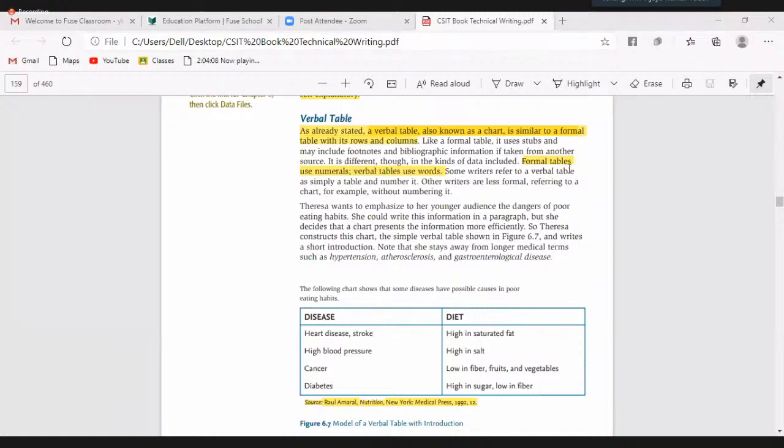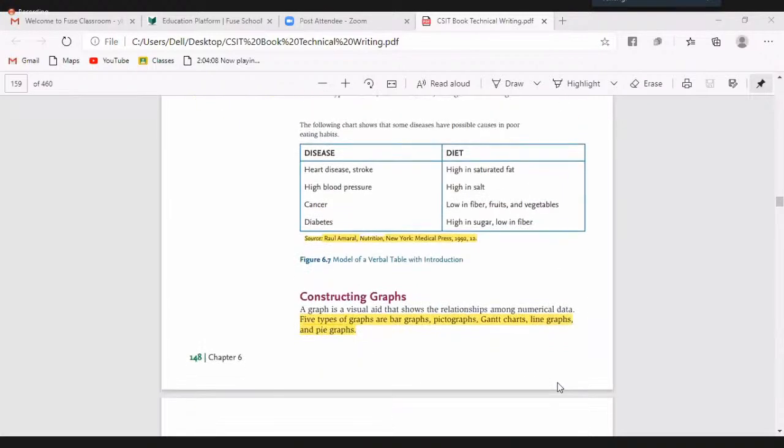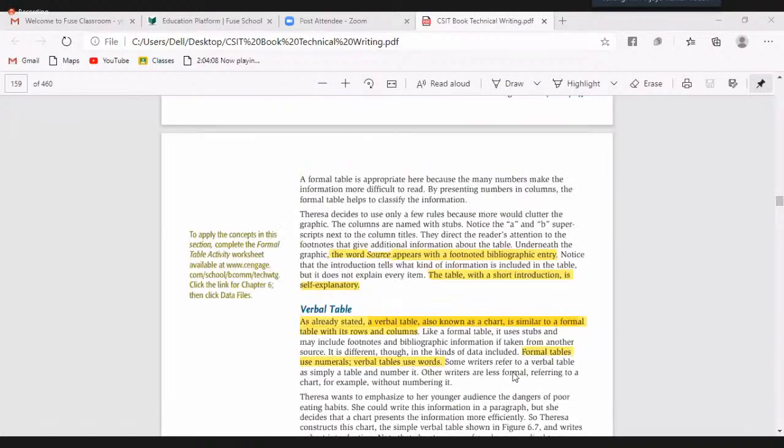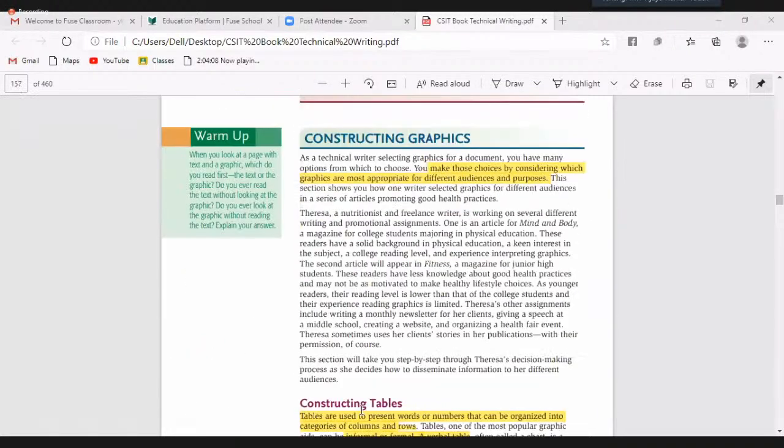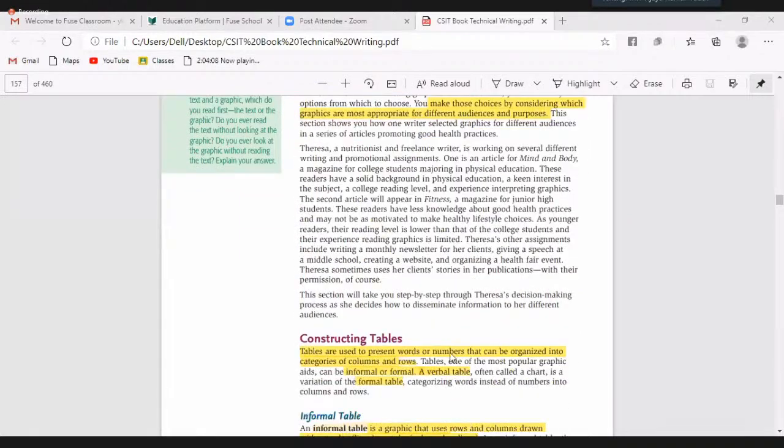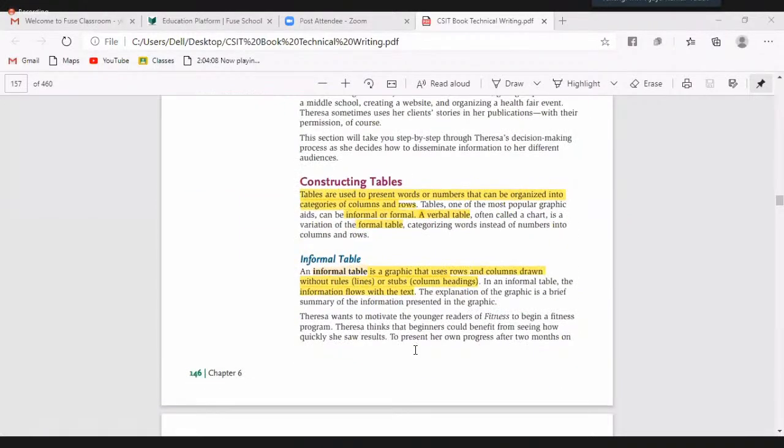The only difference is in the formal table we use numbers, but in the verbal table we use words, isn't it? So words are used. Okay, then this is constructing tables. This is the way we can construct tables.